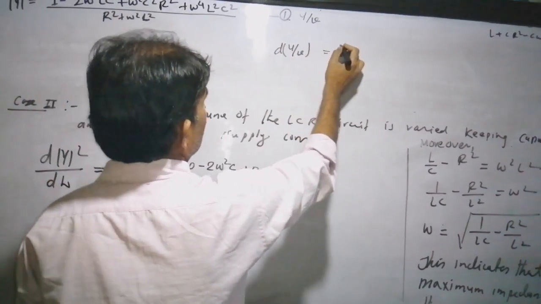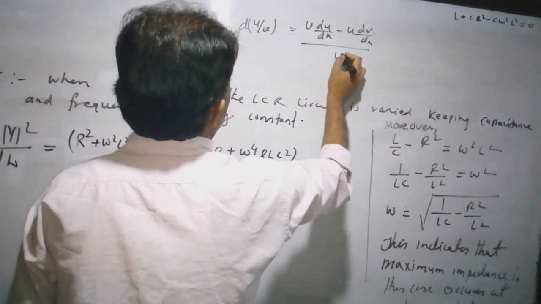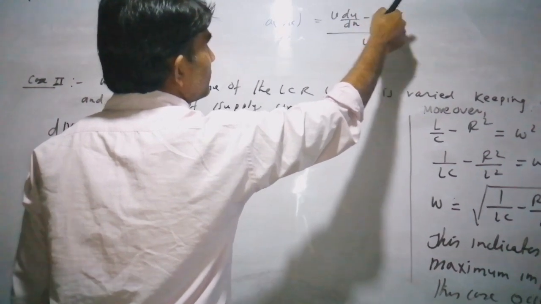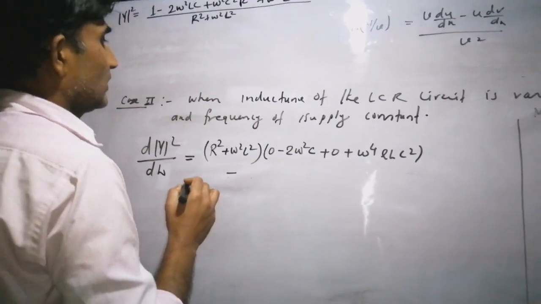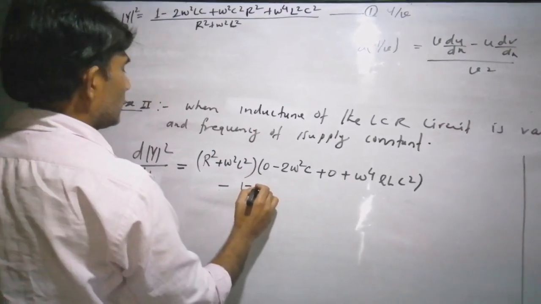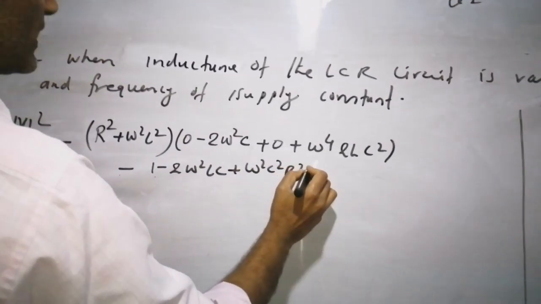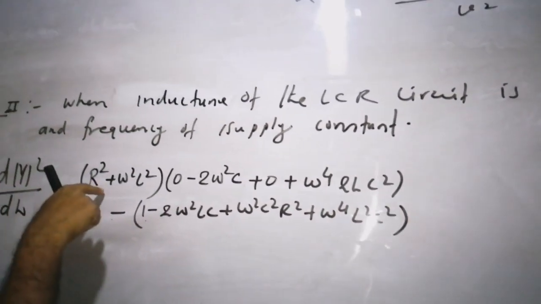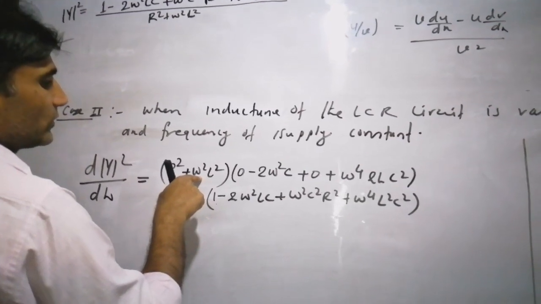I think you all remember this formula: V du by dx minus U dv by dx, upon V square, right? So this term is only V du by dx. Now we still have to do minus U dv by dx, and I change the line so that if I have any mistake then I can find it. U is the upper part, so I have to copy all of this: 1 minus 2 omega square LC plus omega square C square R square plus omega 4 L square C square. Then I have to take the derivative of this term: R square gives 0, and this is omega square, and this 2L.